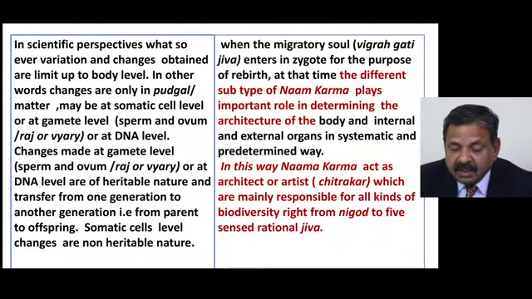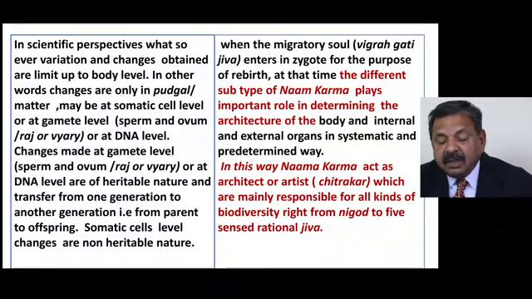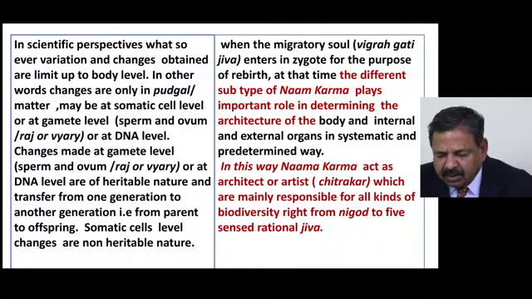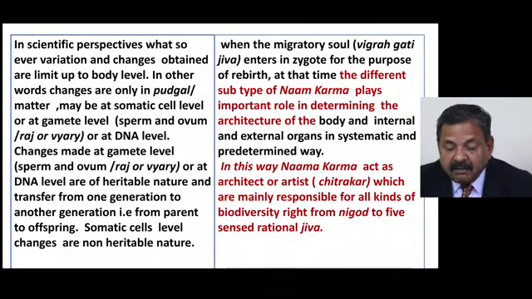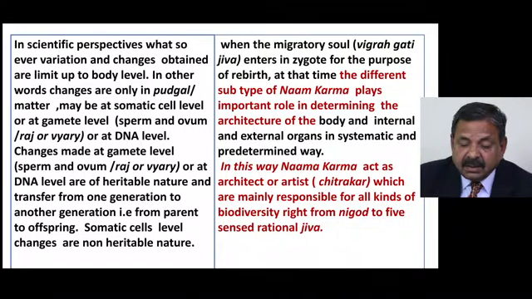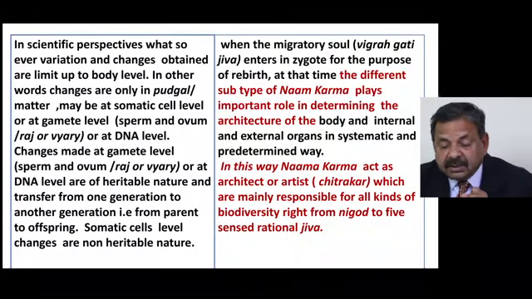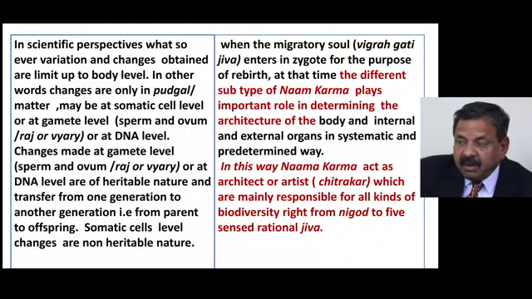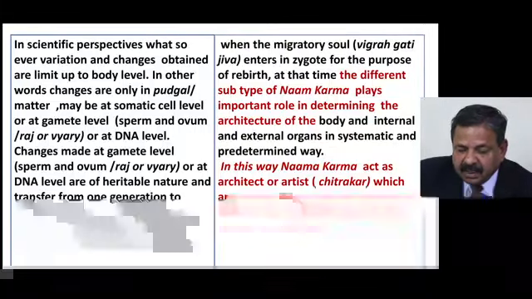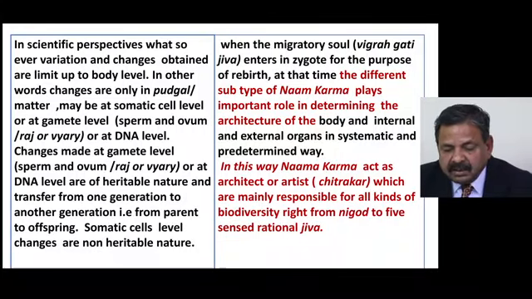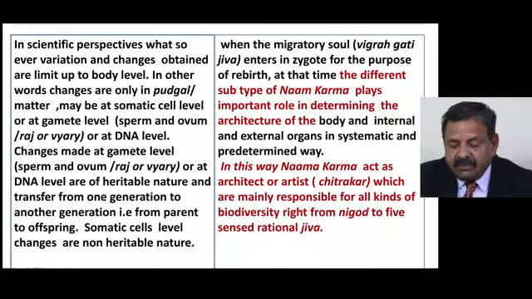So in this way, the nam karma acts as an architect or artist or a chitrakar, which is mainly responsible for all kinds of biodiversity, right from nigod to the five sensed rational jeev. So from small sukshma jeev, nigodia jeev, to the five sensed complex organisms, in which all the body making karmas are playing the role. And these body making karmas, nam karma, act as an artist or a chitrakar, like a chitrakar making the paint, preparing the different figures and colors, and everything is painted by them. Likewise, this nam karma is doing all kinds of chitrakari, and the body of the organism will form.